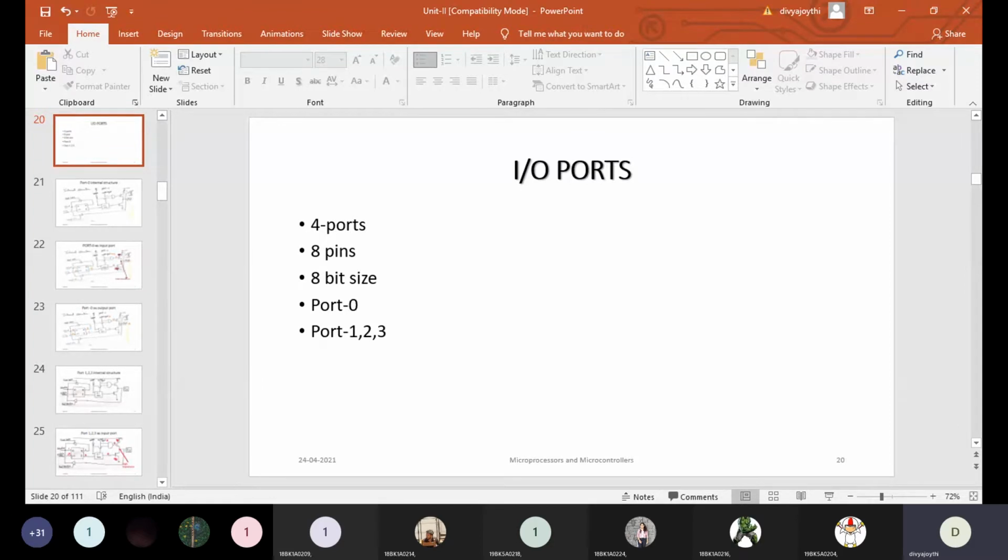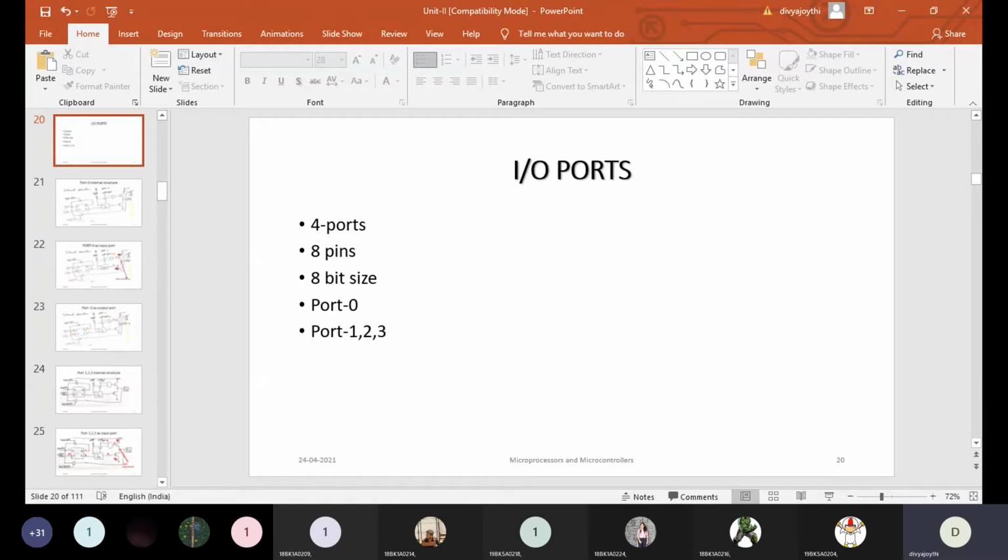And while discussing the pin description, I clearly mentioned that there is a clear-cut difference between port 0 and the remaining ports. Port 1, port 2, port 3 belong to one structure and port 0 belongs to another structure. I'll tell you what the difference is. There is only one small difference between port 0 and the remaining ports. That difference is that port 0 does not contain an internal pull-up resistor.